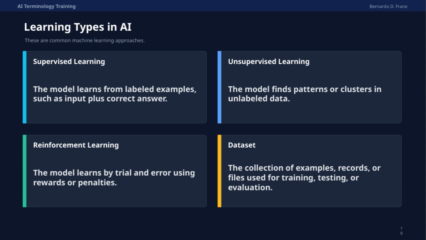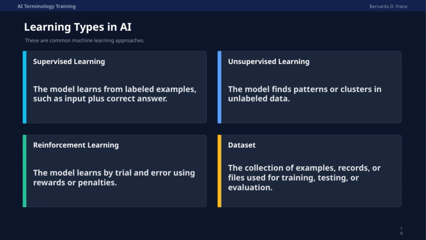Next is supervised learning. Here, the model learns from labeled examples, so input data paired with the correct answers. This approach is very common because it provides clear guidance, making it easier for the model to learn accurate mappings from inputs to outputs. All these methods are foundational approaches in machine learning.